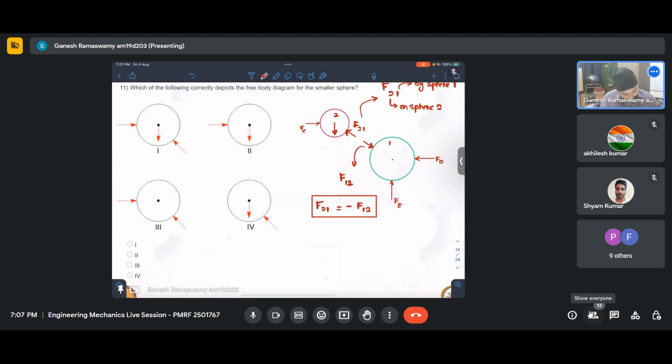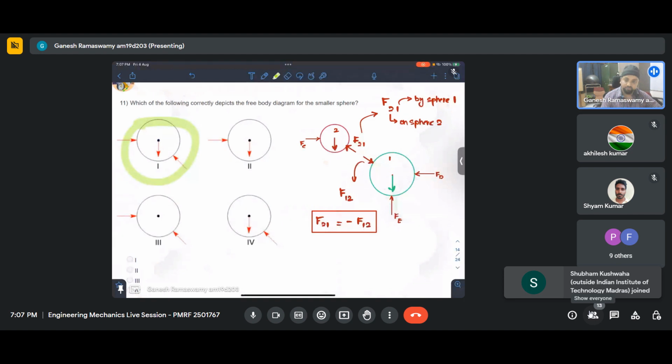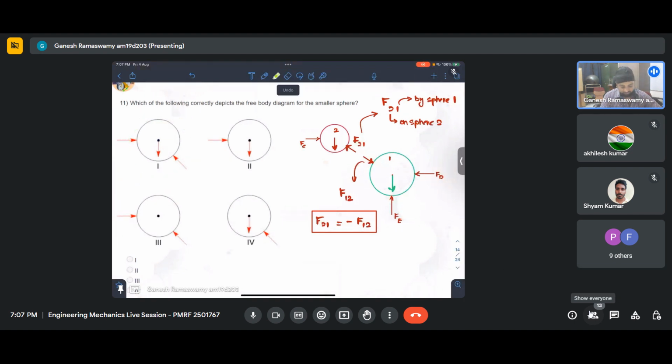So we have the weight here, and we have another weight here. So yeah, as somebody had remarked, if we draw the free body diagram at A of sphere 1, we are able to see that this has three forces: weight, the force applied from the larger sphere, and the reaction. This doesn't account for the contact between the two spheres. This doesn't account for the weight. This doesn't account for the contact between the box and the sphere. That is why option A is correct.